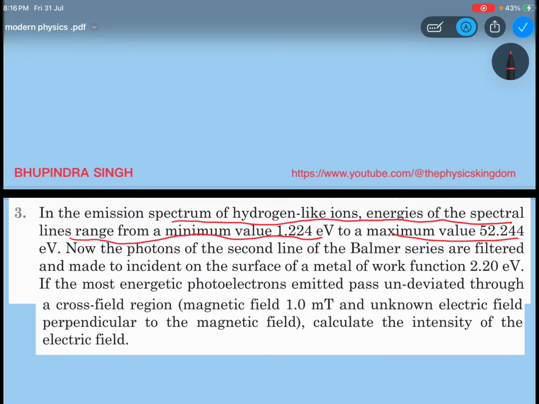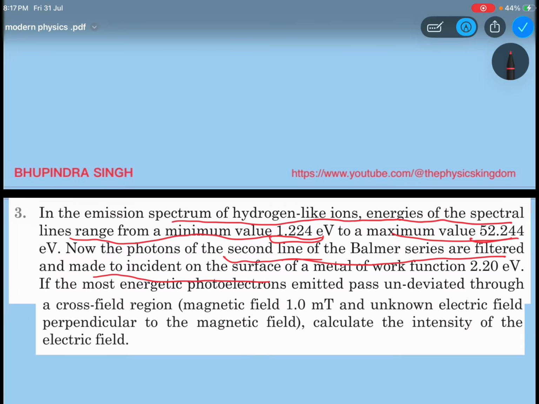In hydrogen-like ions, suppose the atoms are excited, meaning electrons are excited to some state. The energy emitted will be minimum when they make a transition to just the next level, from n to n minus 1. And the energy emitted is maximum when they make a transition from n to the ground state. Photons of the second line of the Balmer series are filtered. So that is the minimum energy, that is the maximum. Many different types of photons can be there, and from those we are selecting the second line of the Balmer series.